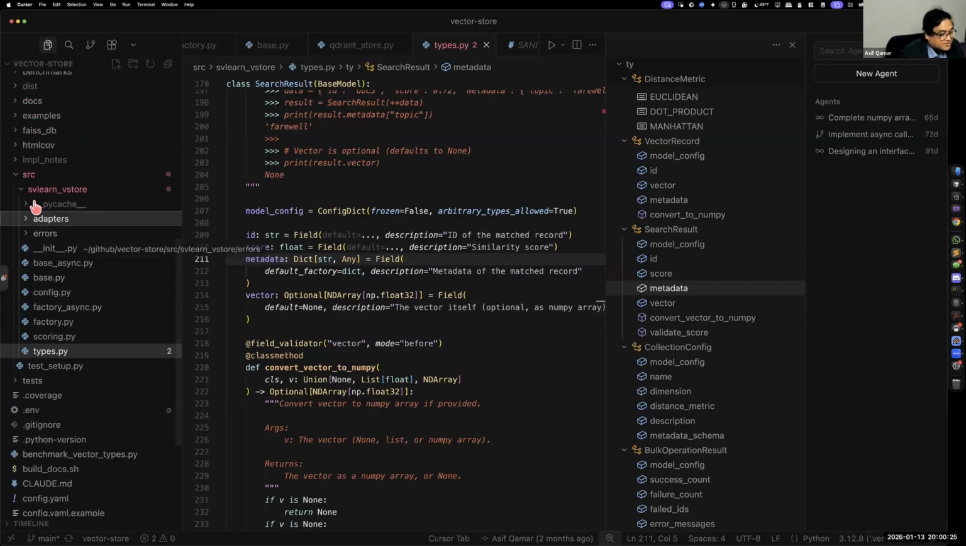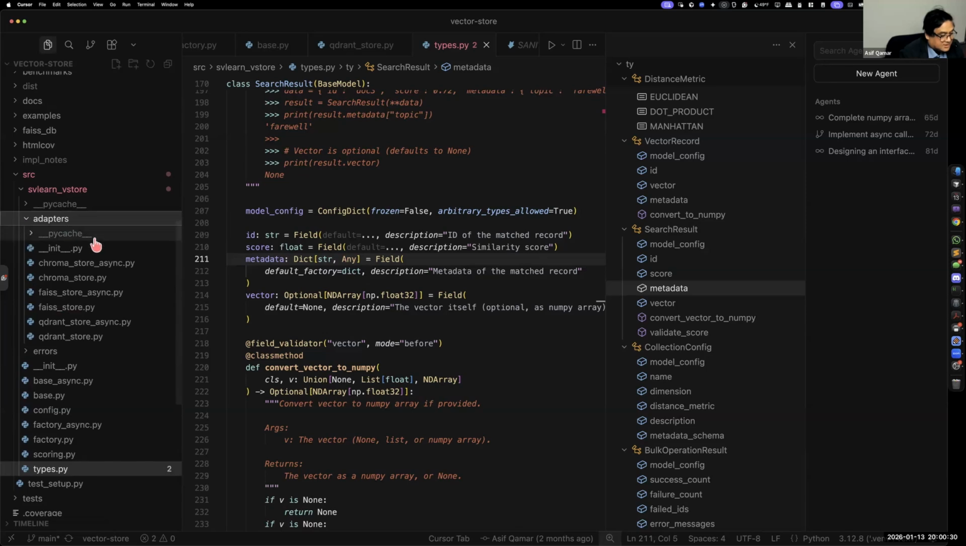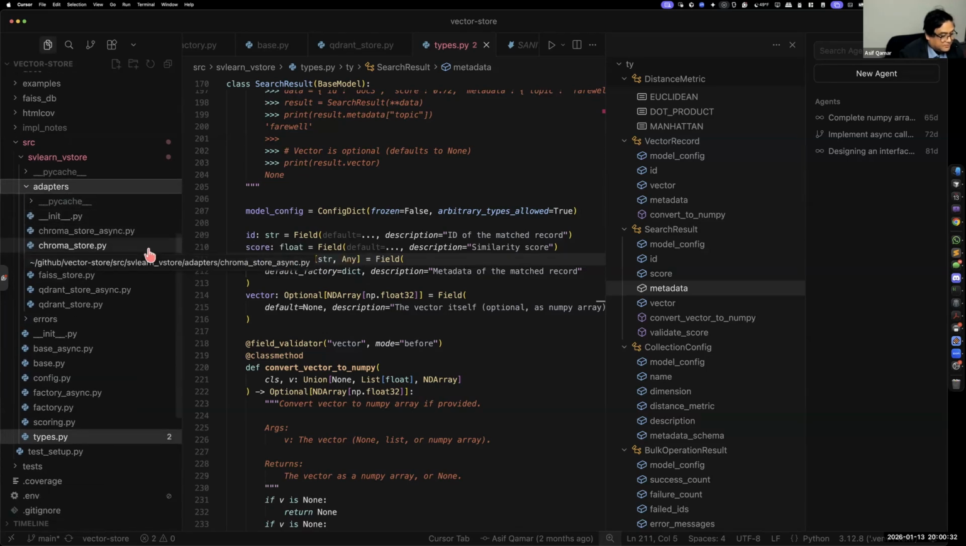Let's go into source, SRC, vectors, adapters. By the way, I must tell you this thing. There are many vector databases. FAISS is one, ChromaDB is another, Qdrant. FAISS is not a vector database, but it's a library out of which you can home grow your own vector database.